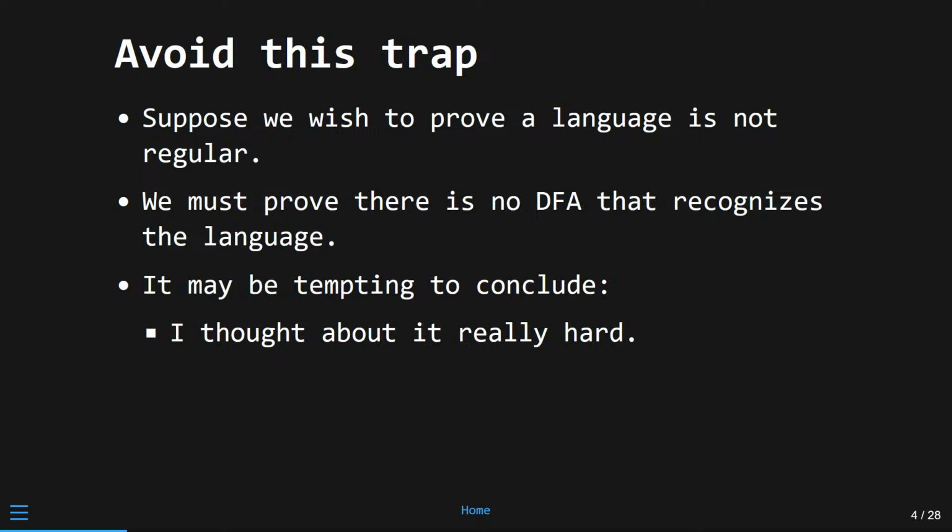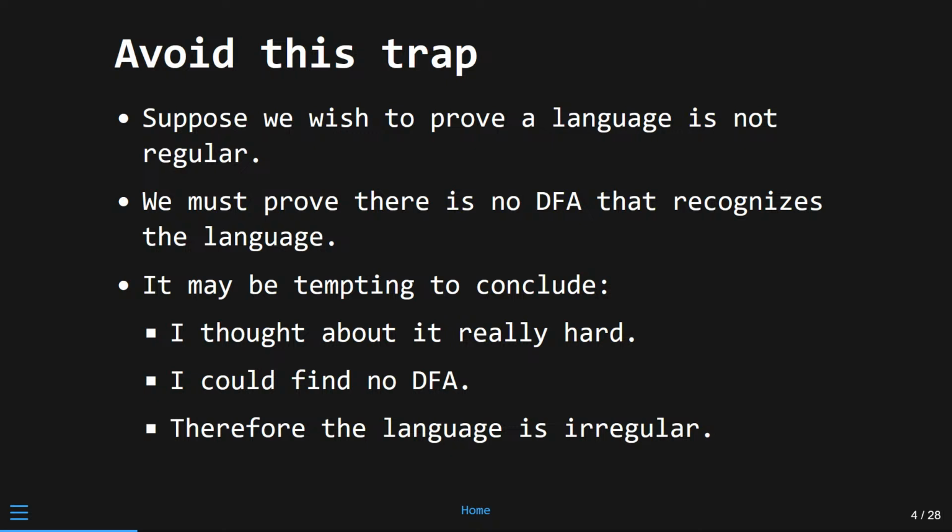I'll think about it really hard, and if I don't think of the language, that means there isn't one. That doesn't work. You can't write as proof, "I thought about it really hard and couldn't think of one." So we're going to think about it really hard and prove there isn't one. And it's going to be much harder than thinking about it. So don't do this. Don't say, "I couldn't find the DFA, therefore there must not be a DFA."